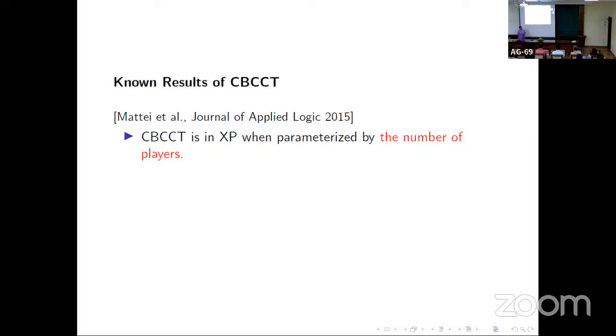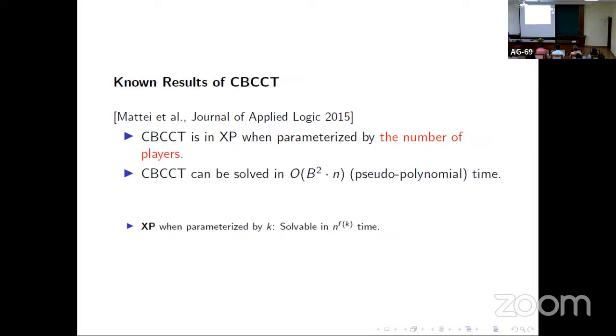Now, the known results of this problem. This problem was introduced by Mehta et al. in the year 2015. There they showed that this problem is XP when parameterized by the number of players. What does it mean to be in XP? It means that there exists an algorithm that solves this problem in n to the power f(k) running time, where n is the input size and f(k) is some function of this parameter k. And they also showed that there exists a pseudo-polynomial time algorithm for this problem. So the immediate question that comes to our mind is, is it weakly NP-hard? So we proved that yes, this problem is weakly NP-hard.